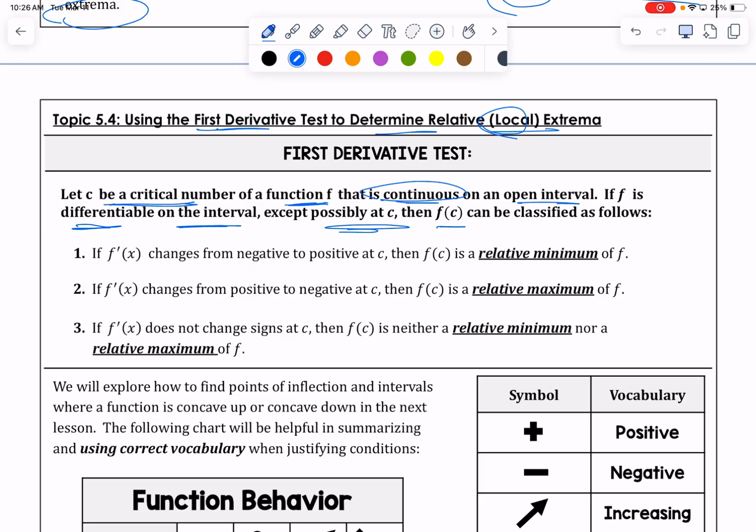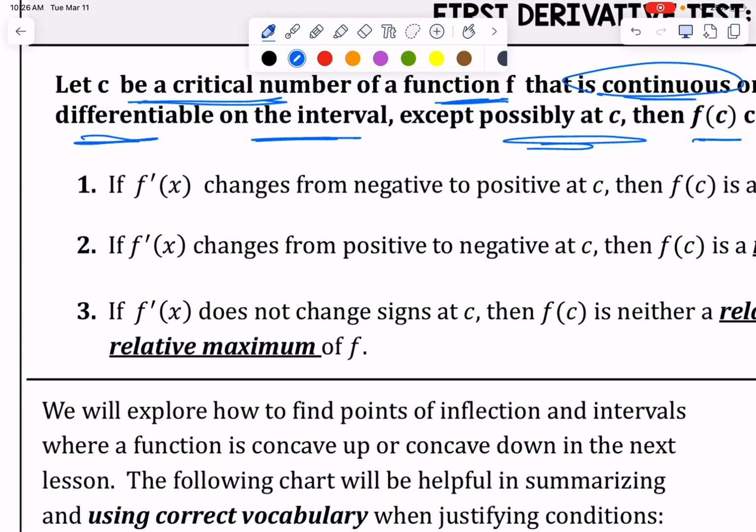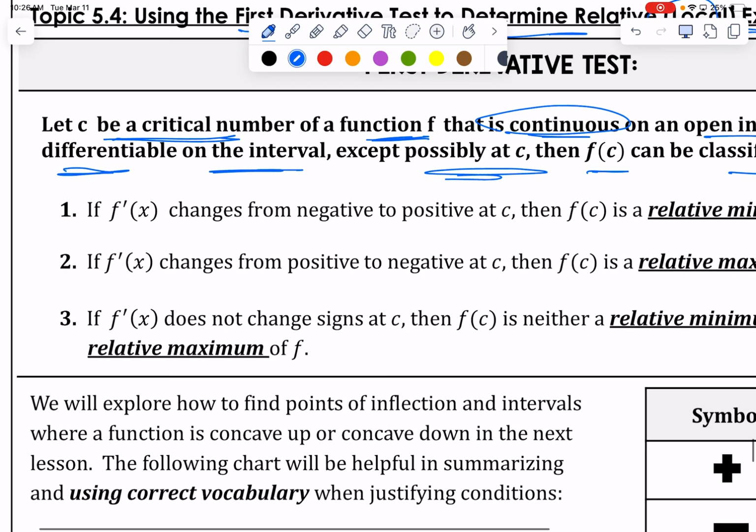Then f of C can be classified as following. Are you ready? So after you do your sign analysis, we've already done the heavy lifting. Now you got to look at the sign analysis and say, what does that tell you? Well, if f prime changes from negative to positive, let me tell you what that means. If f prime was negative, what did that mean in your original function? It's going downhill. So if f prime goes from negative to positive, that means your original function goes from decreasing to what? So what did that critical value have to be?